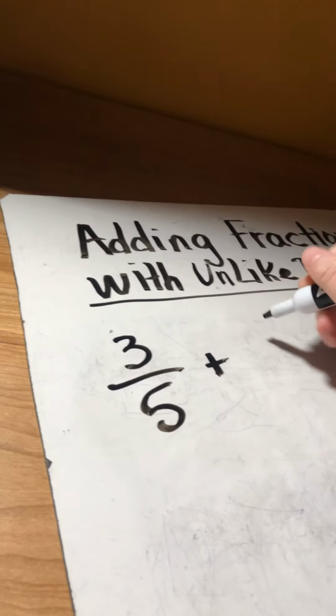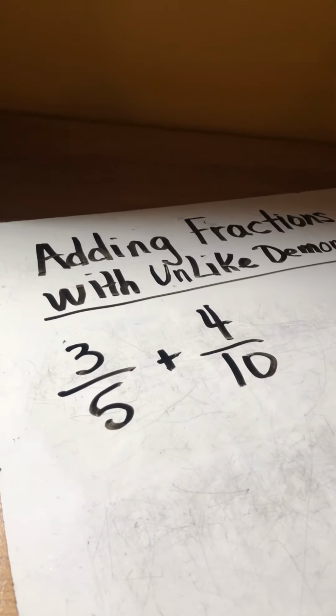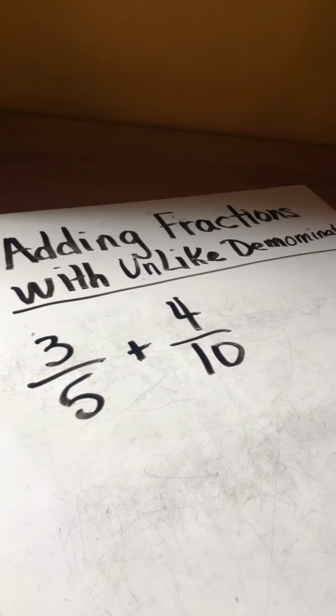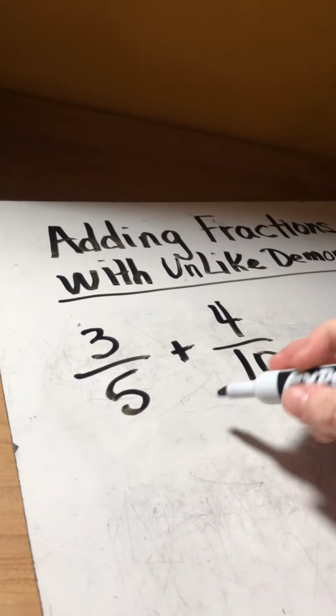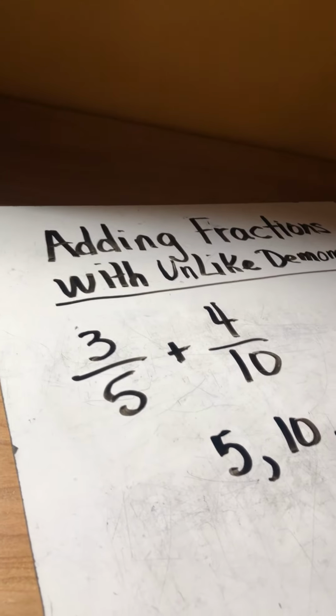3/5 plus 4/10. Notice how the denominators are not the same. That means we have to change them into the same. So let's find the least common factor. Let's take all the factors of 5. So we have 5, 10, 15, 20.